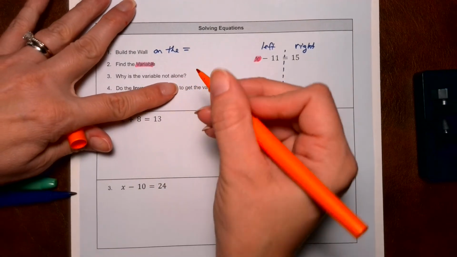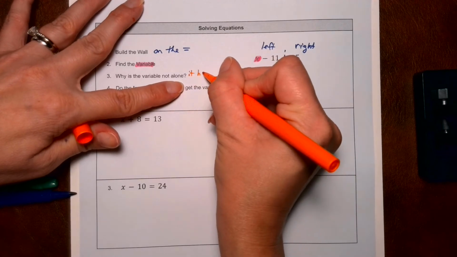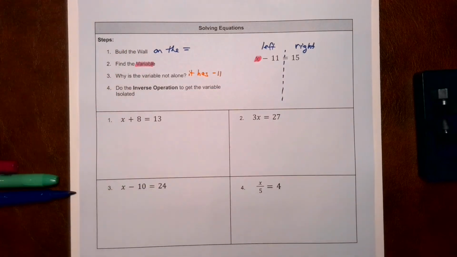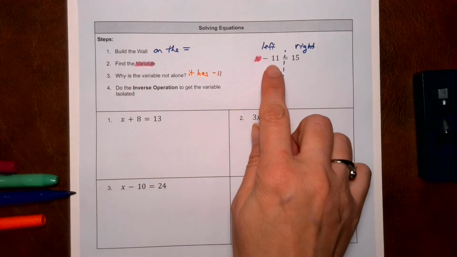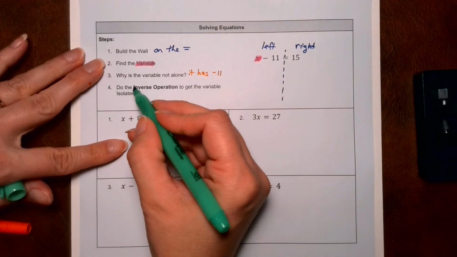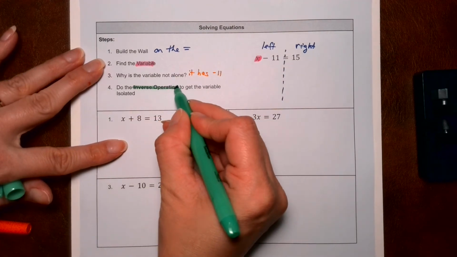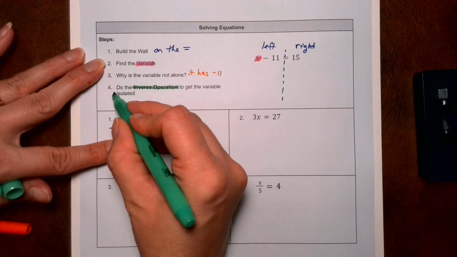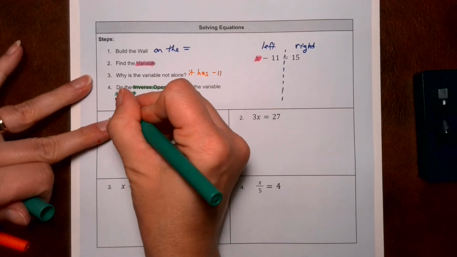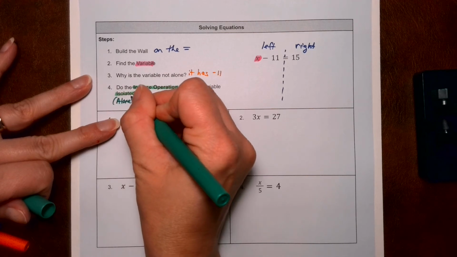Okay, why is it not alone? It has minus 11. Okay, so we have to get rid of that. And to do that, we're going to use the inverse operation to get the variable isolated. Isolated means to get it alone. Okay, to get it alone, to get it isolated.